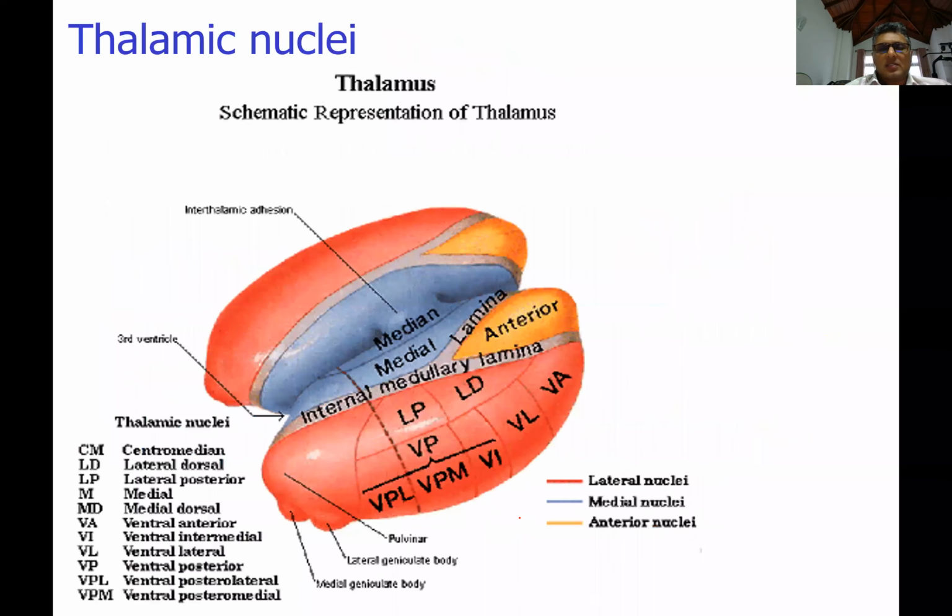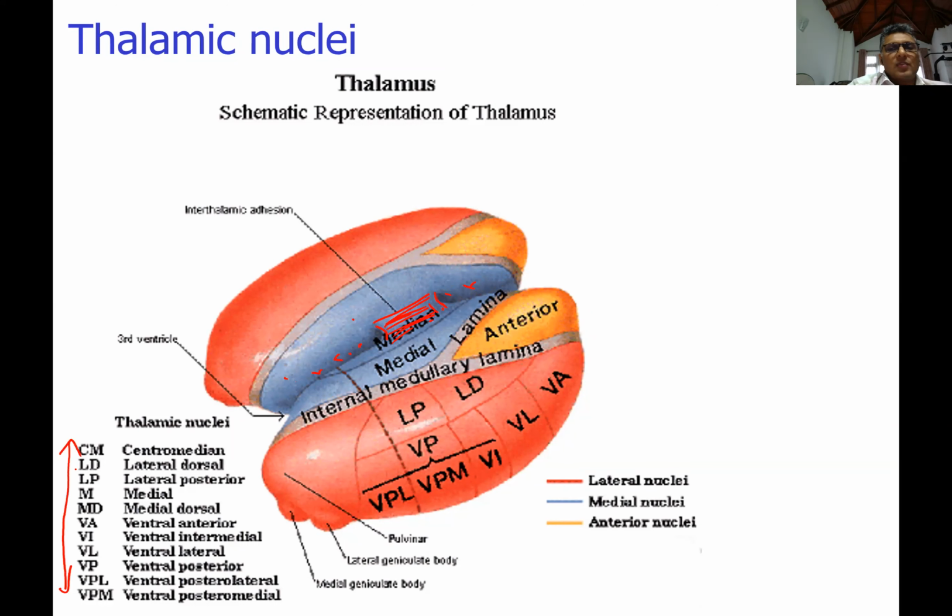So this is just to show you the complexity of the thalamus. You can see the left and right sides of the thalamus with the interthalamic connection here. This area is the area of the third ventricle cavity, so this collection passes through the third ventricle and connects the two sides. Now you can see the list of cell body collections, which are called nuclei.